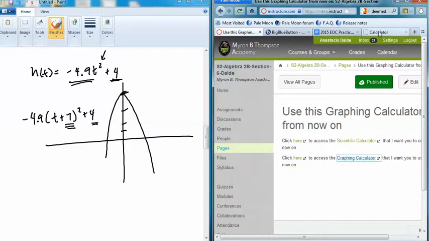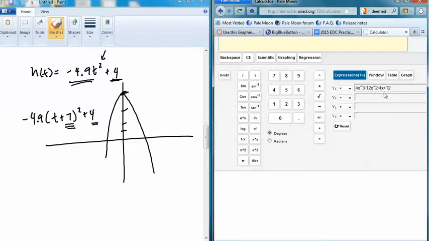Let's see, where's the graphing calculator they gave me? Let's graph negative 4.9 x squared, or I'm sorry, let's make it a t. Oh, they don't let me put t. So I'll put x, but it's the same thing. I'm just changing what I'm calling the x-axis. And I put plus 4. I want to graph that.